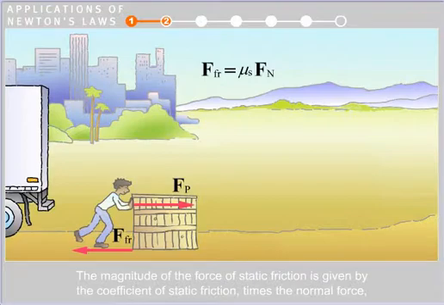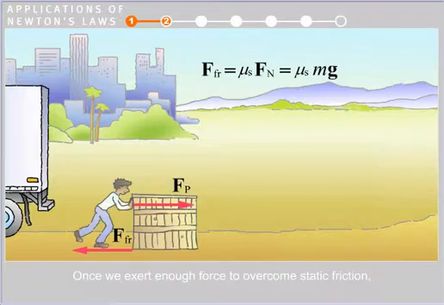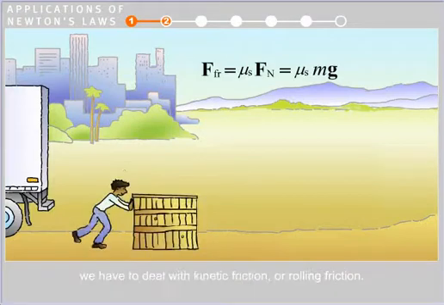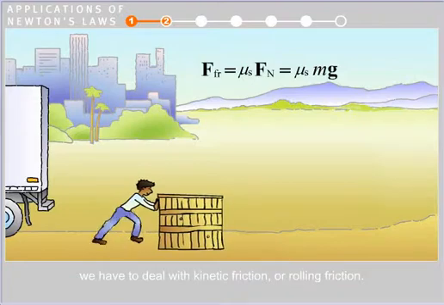The magnitude of the force of static friction is given by the coefficient of static friction times the normal force, which, on a flat surface, is equal to the weight of the object. The subscript s on the μ denotes static friction. Once we exert enough force to overcome static friction, we have to deal with kinetic friction, or rolling friction.